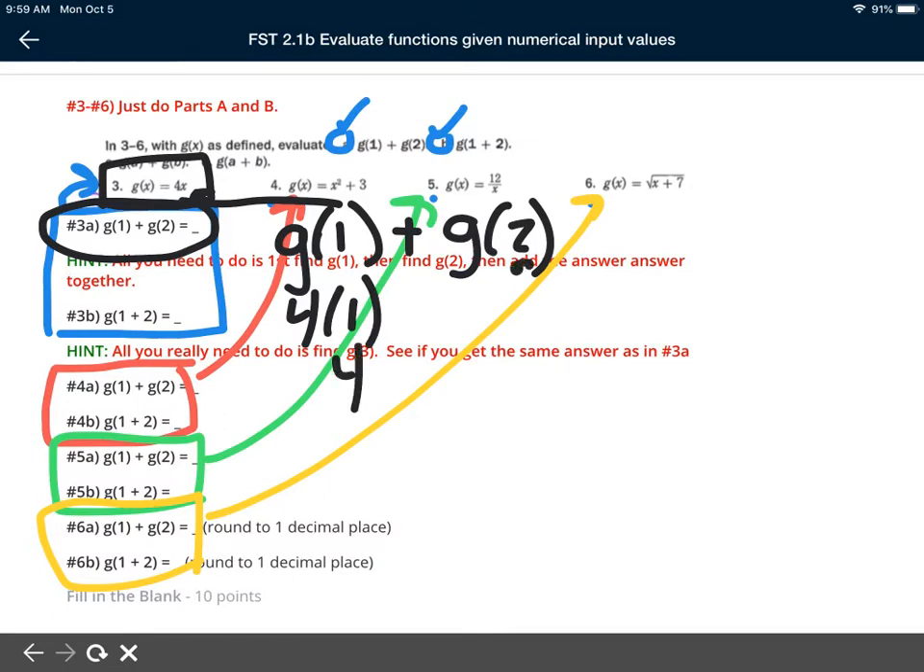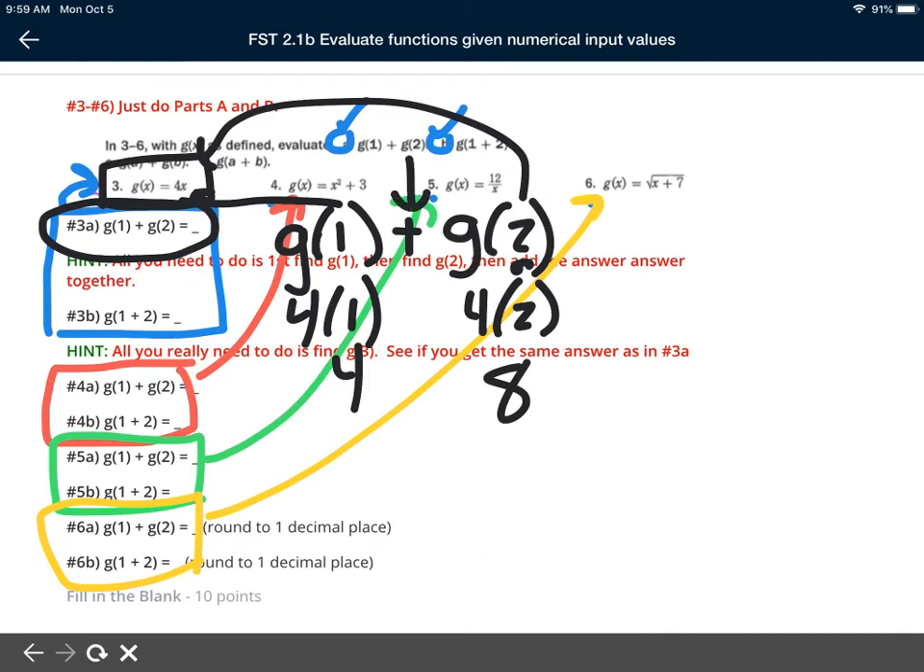Now to find g of 2, I'm going to put 2 in for x here, which is going to be 4 times 2, which is 8. And what they wanted me to do is add them together. So I add up those two answers, and that's going to give me 12. So that's g of 1 plus g of 2.